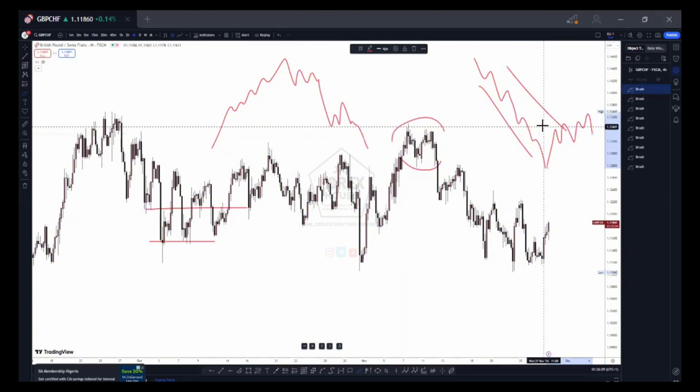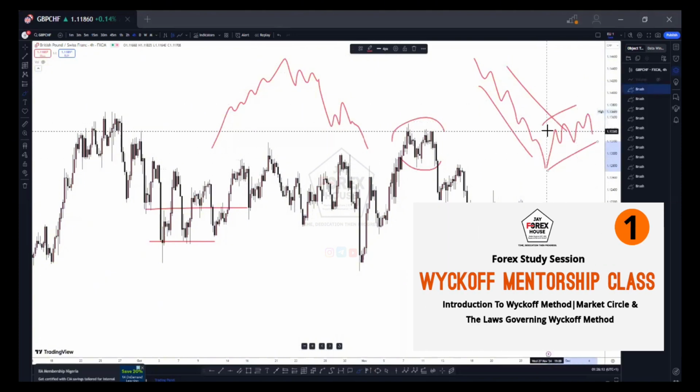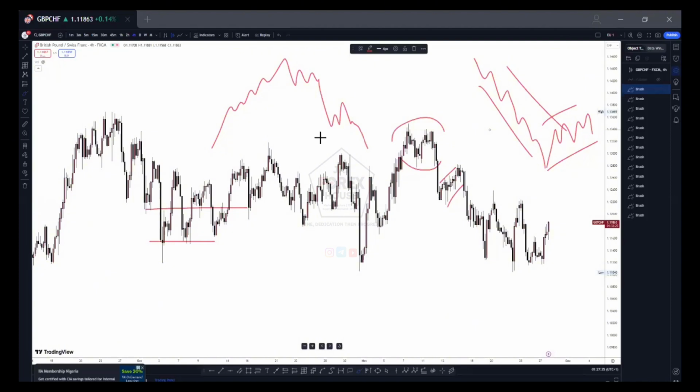So Wyckoff can give you insight if this is a redistribution, which is to push price lower, or an accumulation, which is to reverse price to the upside. Okay. So Wyckoff gives you insights into why this is going to drop, or why it might just continue up. Wyckoff can tell you this is a redistribution, so it's going to continue dropping downwards, and it's not reversing to the upside. So Wyckoff does things like that.